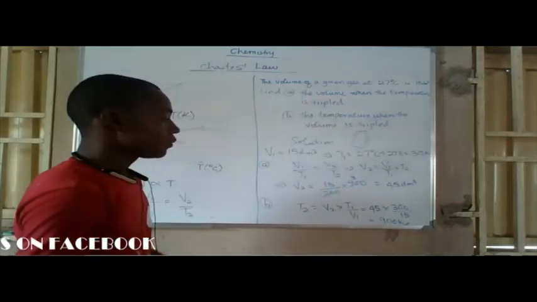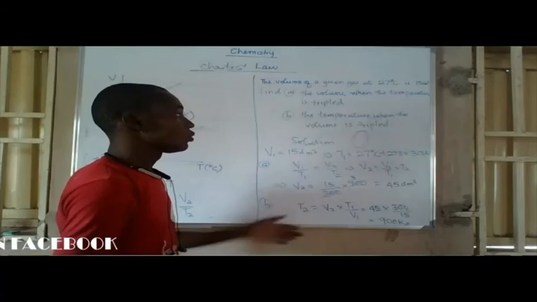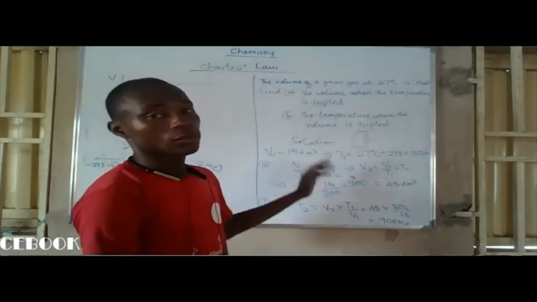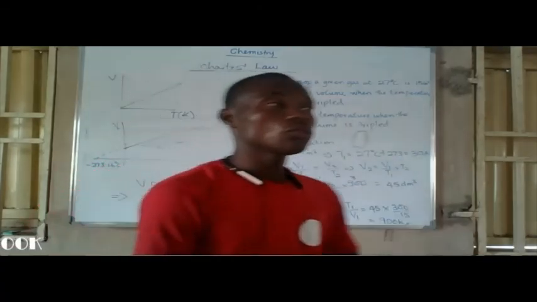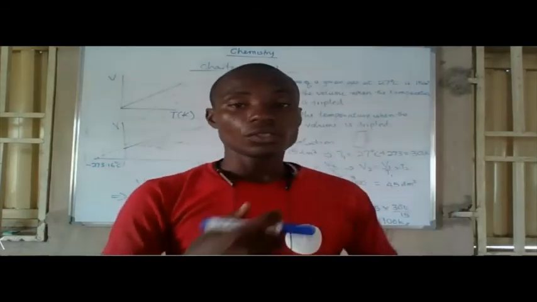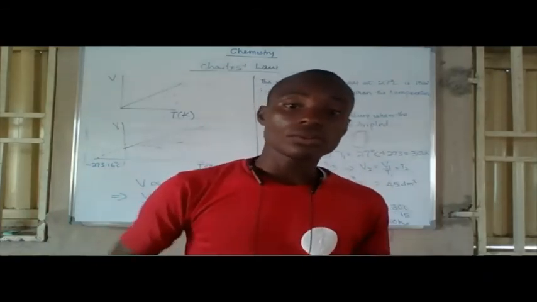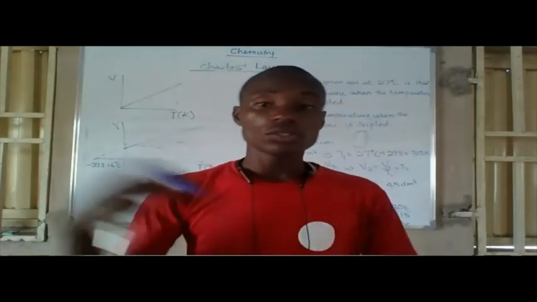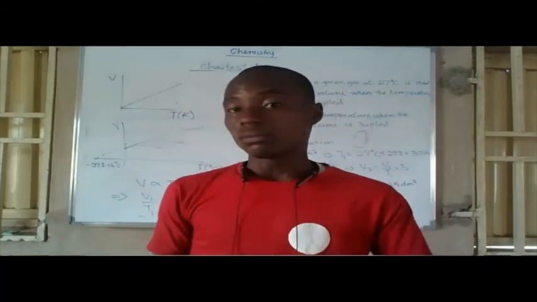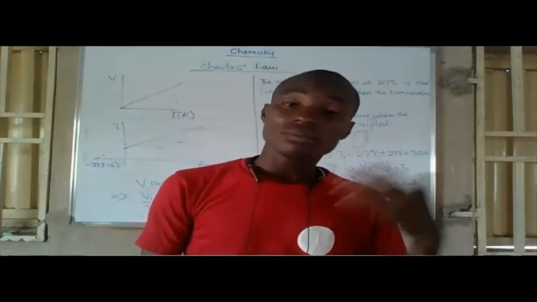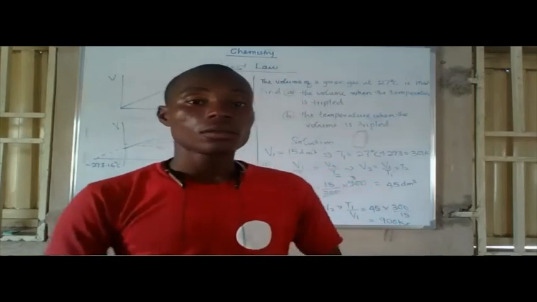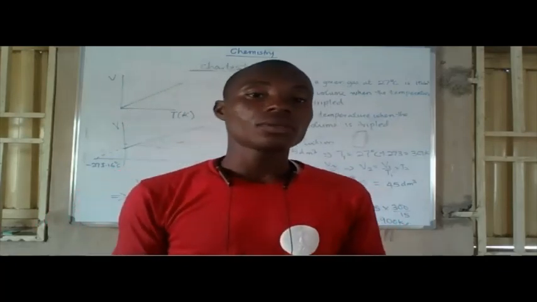Okay, so if you triple the volume, you triple the temperature as well. If you triple the temperature, you triple the volume. And if you keep doing that, you double the temperature, it doubles the volume. Tripling the temperature triples the volume. Halving the temperature is halving the volume. It's as simple and as straightforward as that.